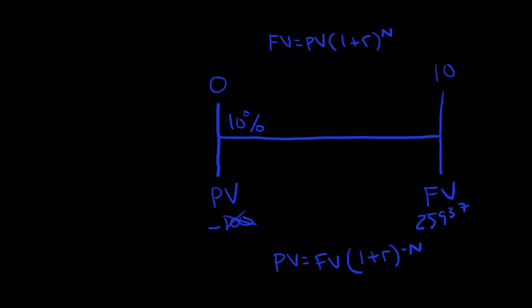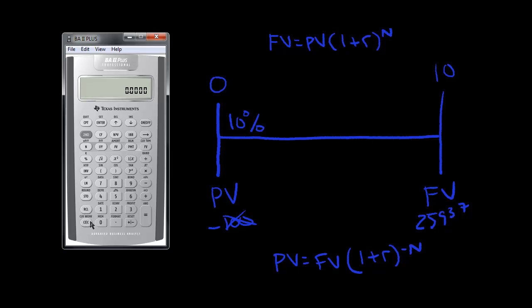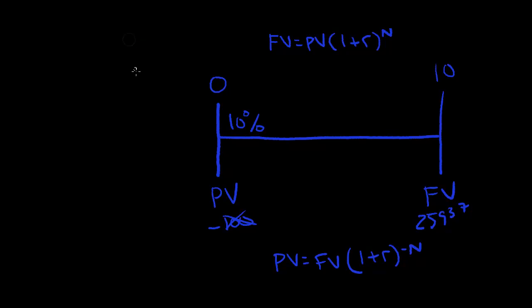Again, the calculator does light work of this, so let's go ahead and clear it. If I discount over 10 years at 10% a future amount of 259.37, that'll be my future value. I want to compute the PV or present value. I get, due to some rounding errors, there's my $100 back.